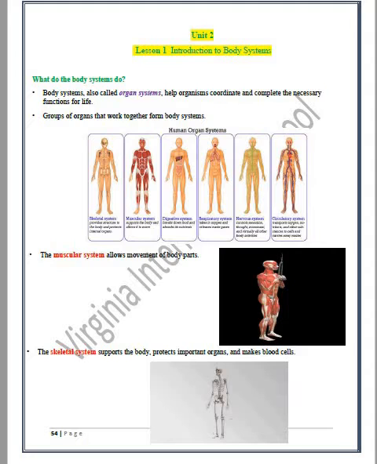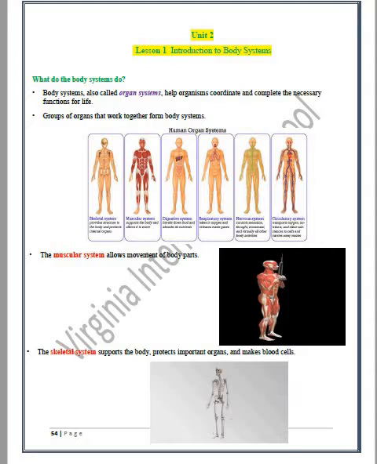Okay, as you know, the body is very complicated and it's made up of many systems that all work together to be able to make the different functions of the body. So the body is made up of different systems that all cooperate together to make the normal function of the human. Okay, so we have body systems or organ systems that coordinate and complete the necessary function for life.